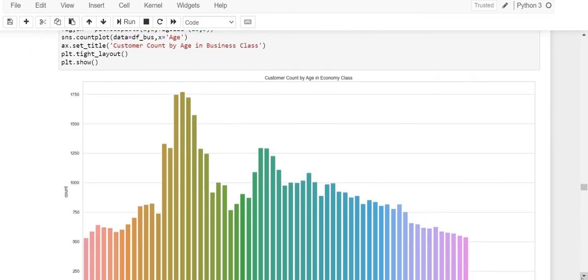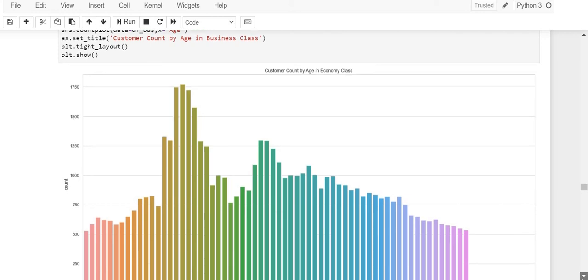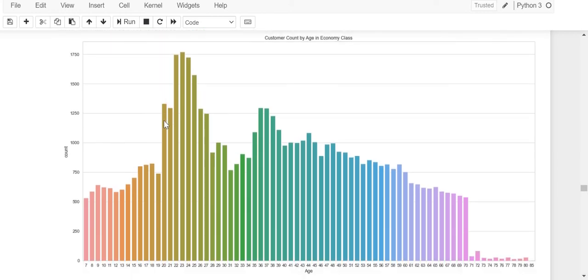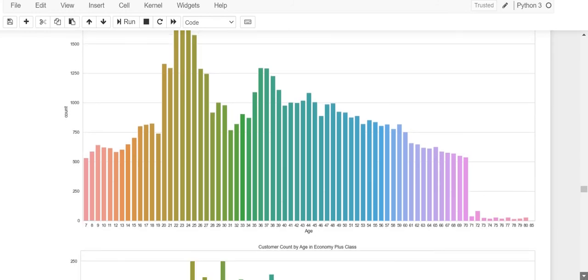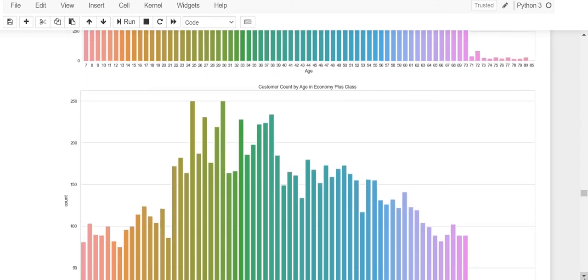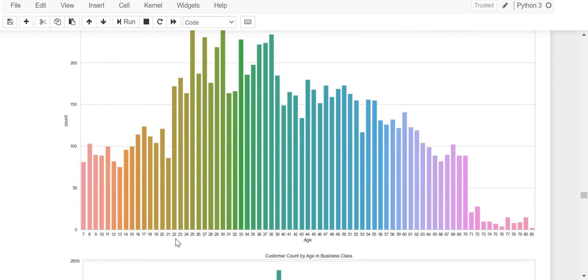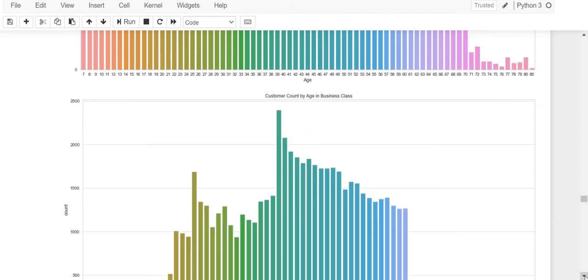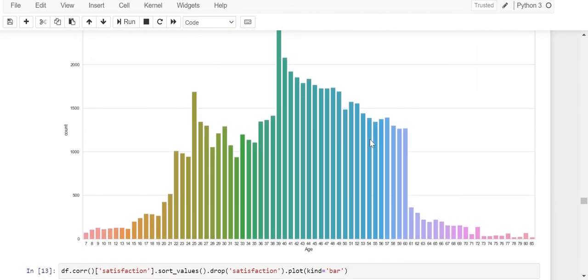Now we will see which age group is mostly preferring which type of travel class. Economy class is being mostly preferred by age group 20 to 29 or 30, and economy plus class is mostly being preferred from age group 22 to around 40, and business class has a lot of customers here. We can see it is from 22 to around 59, 60.